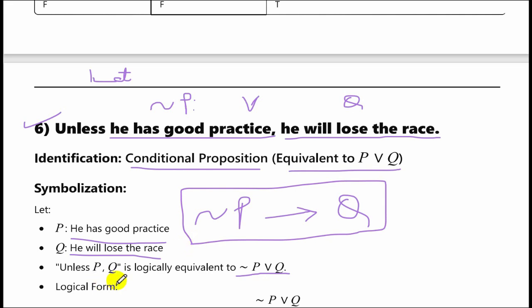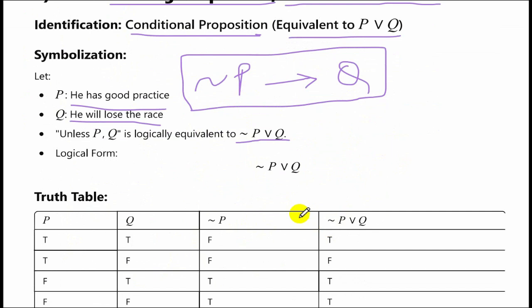Unless P, so basically they are saying it's a conditional proposition equivalent to P or Q. If P does not happen, then Q will happen. So not P or Q. So we will go with what is stated here, but it is equivalent. So it is a conditional proposition. Now this truth table I have already explained, so I am not going into it.